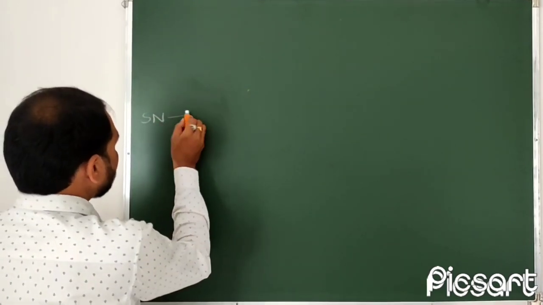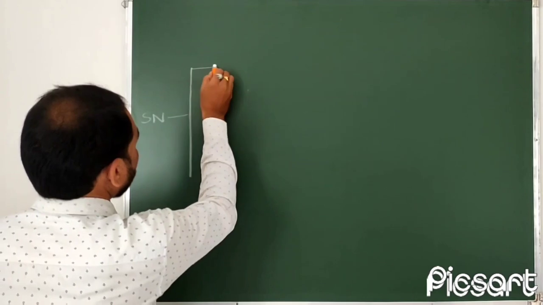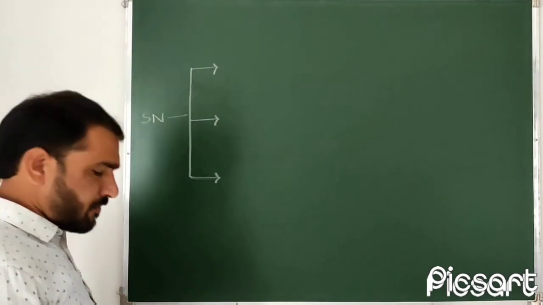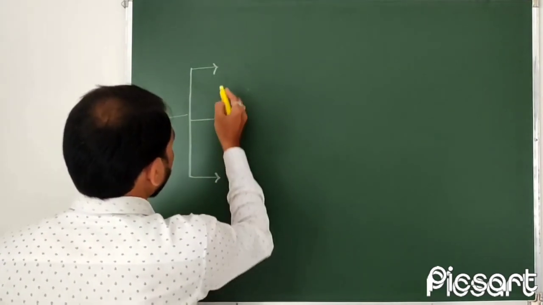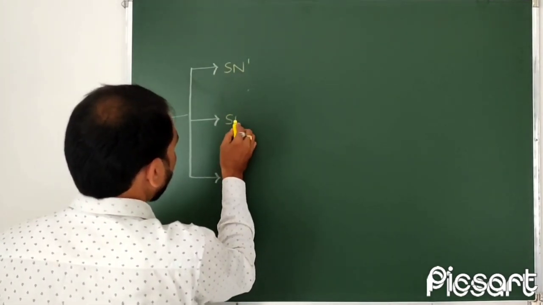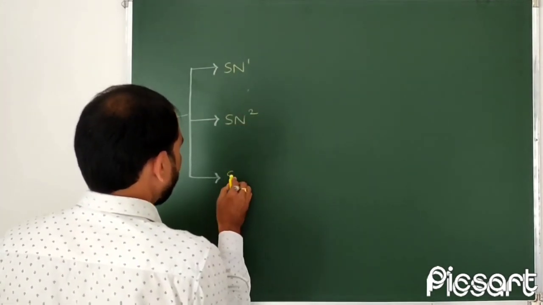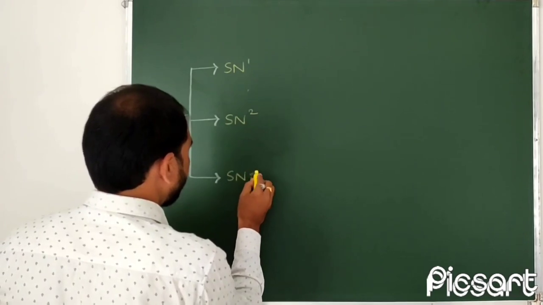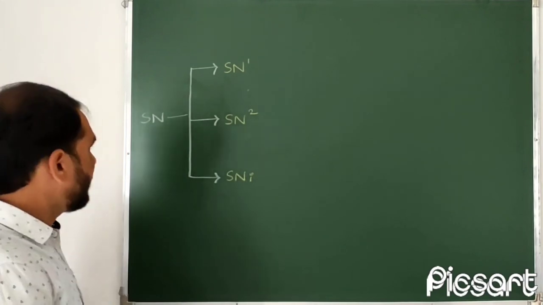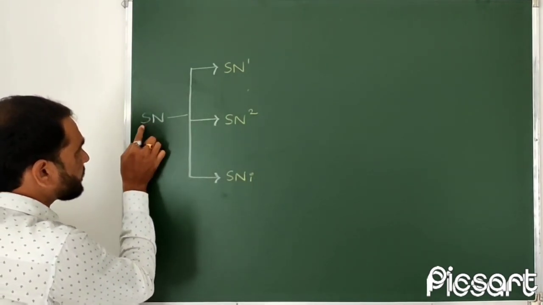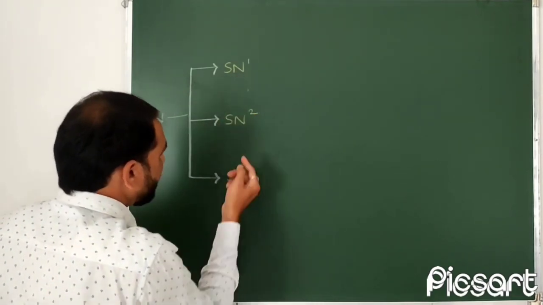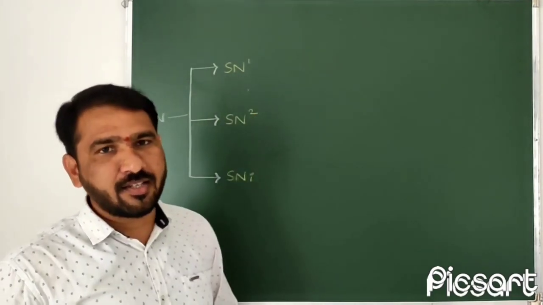So here SN reactions are of three types: SN1, SN2 and SNi reaction. These three types are there in SN reaction. Here SN reaction means nucleophilic substitution reaction. So these are the three types: SN1 reaction, SN2 reaction and SNi reaction.